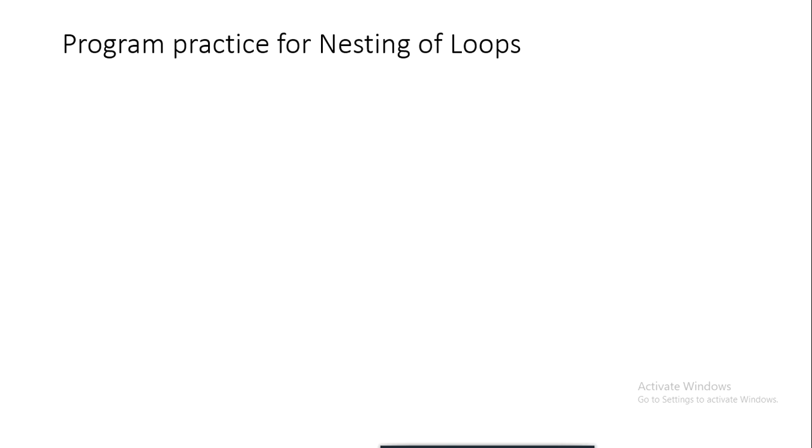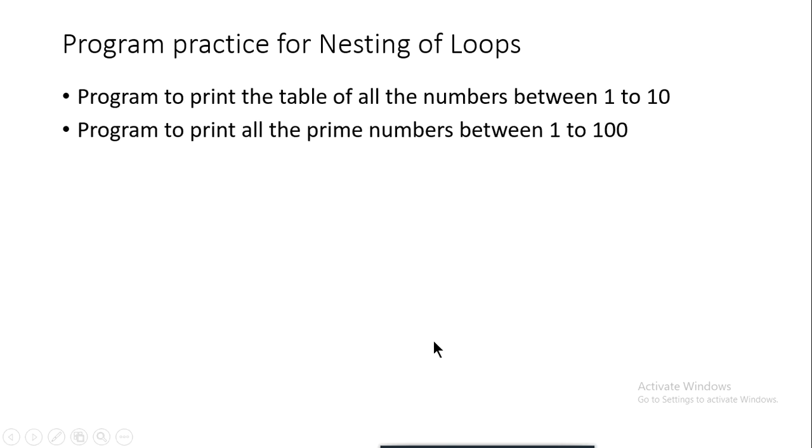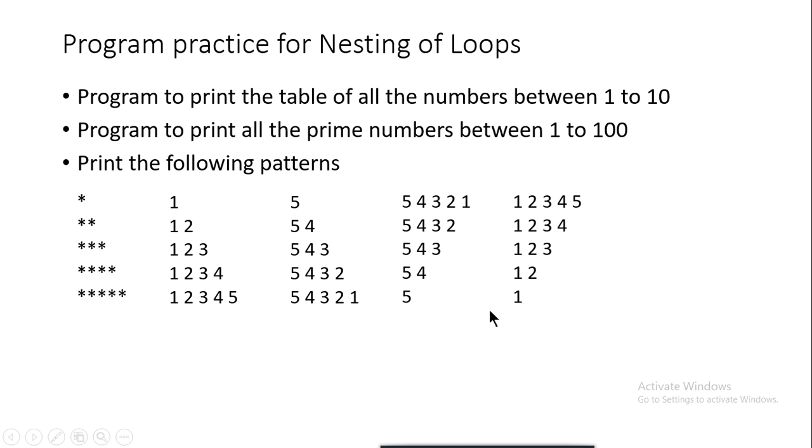with some programs with nesting of loops. So these are the programs that we can do using nesting of loops: to print the table of all the numbers between 1 to 100, to print all the prime numbers between 1 to 100, and then these patterns, which you see quite often in the exams of BTech computer science or BCA students.